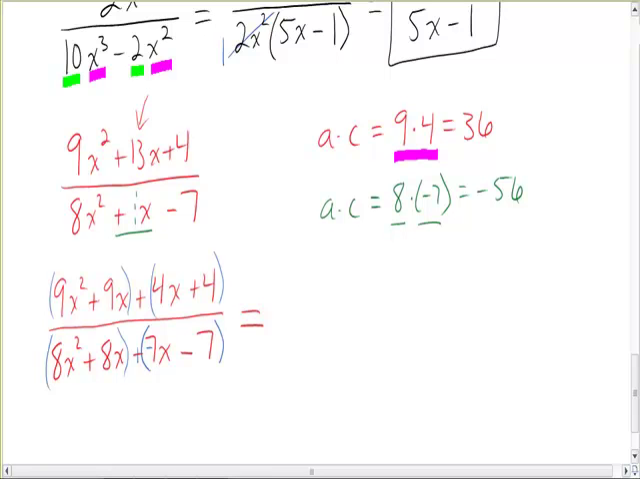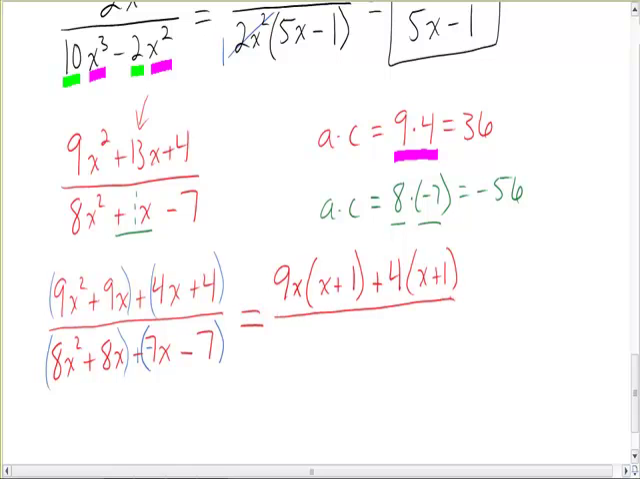Well, in the first pair on top, 9x squared, 9x, I can factor out 9x. And I'm left with x plus 1 plus 4x plus 4. I can factor out a 4, and I'm left with x plus 1.